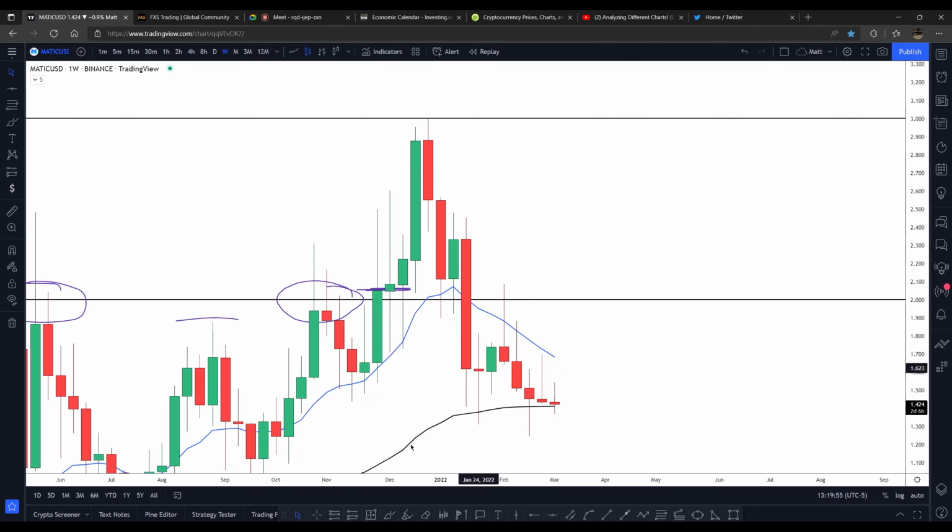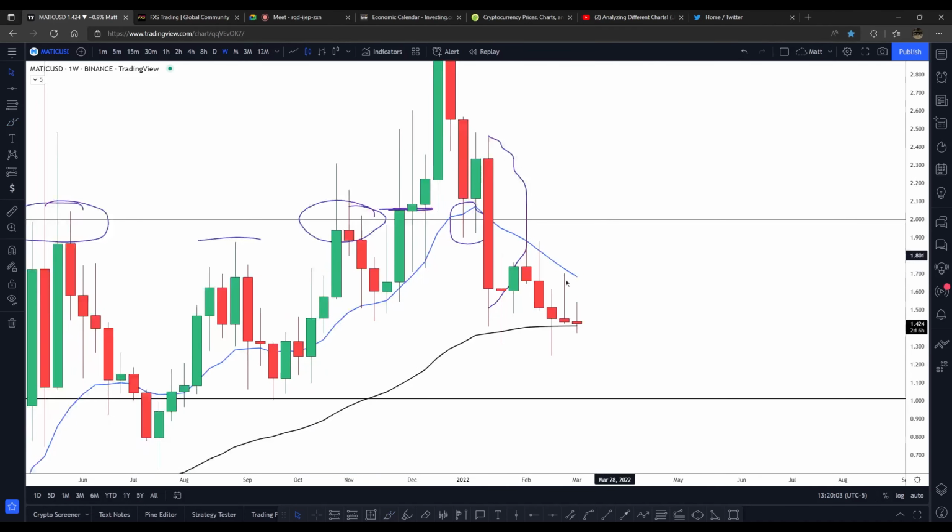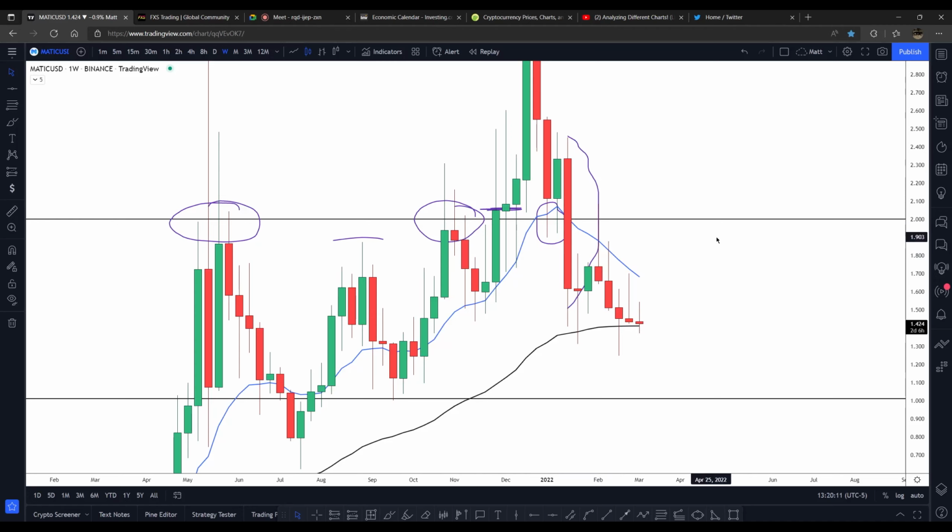Okay, and then we dropped back down. We can see we rejected it again, but we didn't close it below it. And then we had this significant bearish candle that came in. So this would have been during the middle of January, a couple of weeks ago. And then we closed below the $2 mark, right?